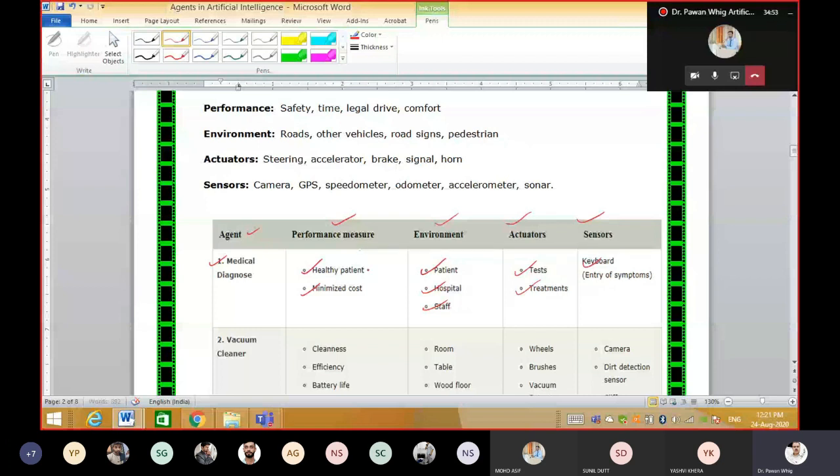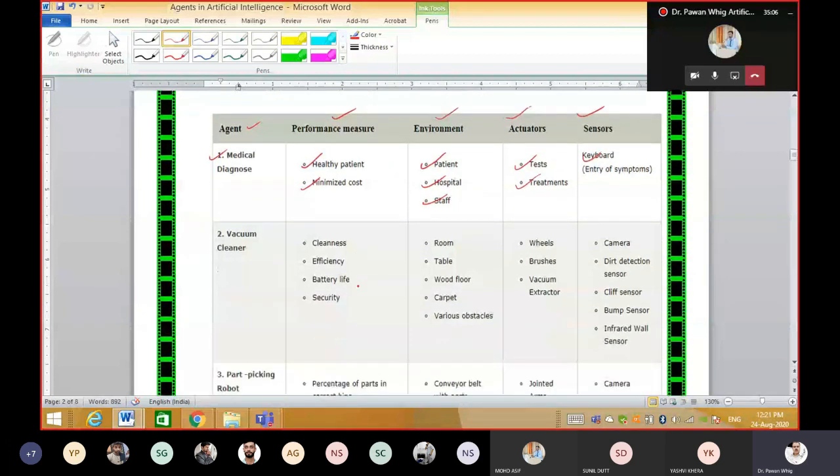And the performance measures are, once all these things get done, the healthy patients report and the minimized cost. It is your performance measure. Similarly, if I am talking about the vacuum cleaner, in the vacuum cleaner we should learn it like this.